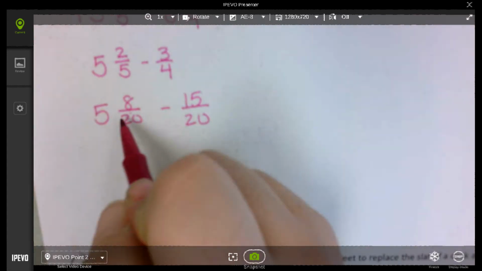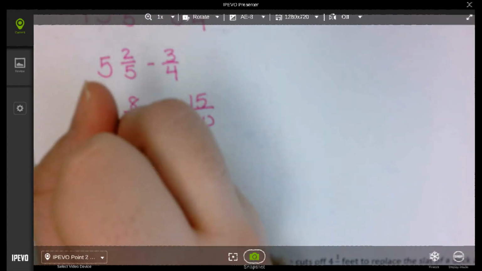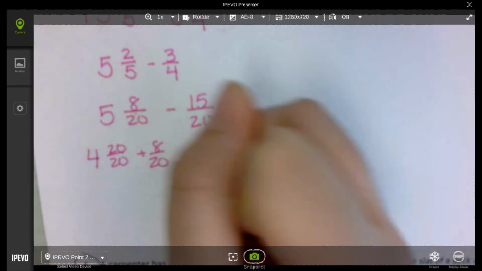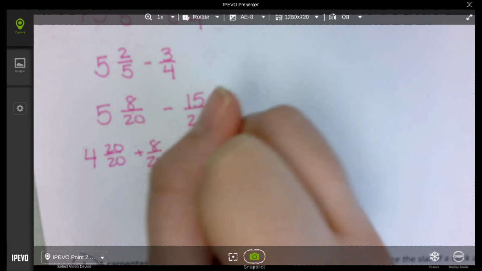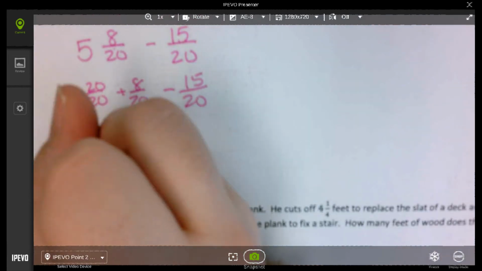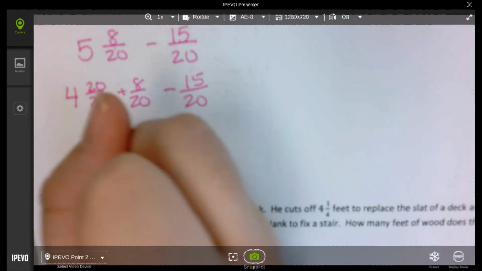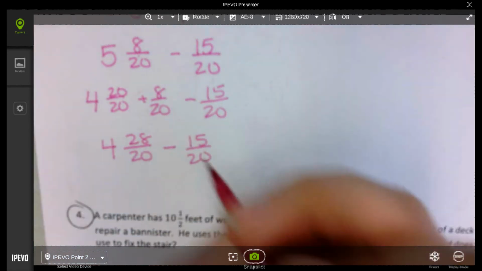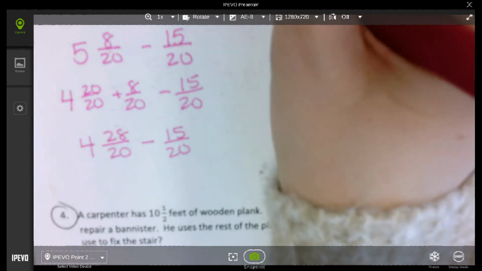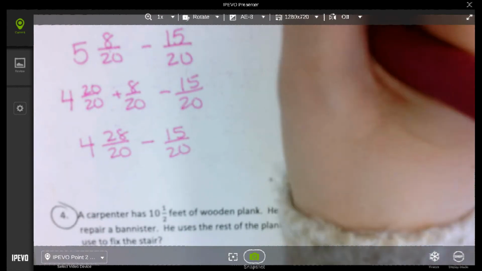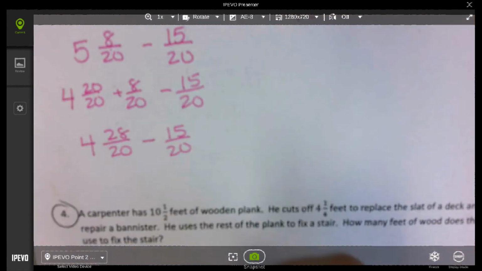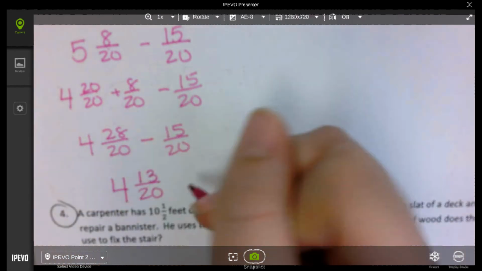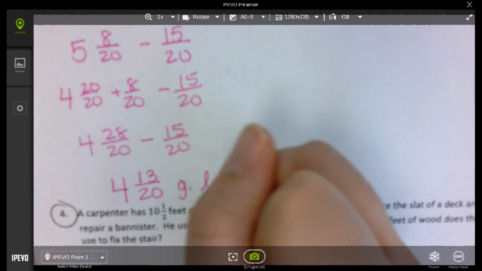All right, so I'm going to rewrite that as 4 and 20/20ths plus 8/20ths minus 15/20ths. So I have 4 and 28/20ths minus 15/20ths, which leaves me, if I subtract 28 minus 15, I'm left with 13. So I have 4 and 13/20ths gallons of lemonade.